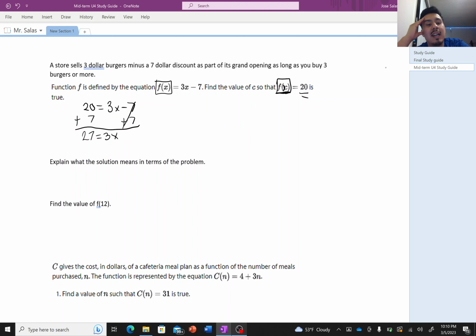So this 3x in reality is telling me 3 times x, right? So if I have 3 times x, I've got to do the opposite of that multiplication. What's the opposite of multiplication? Division. There we go. So I've got to divide by 3 on both sides. Once again, the 3s get canceled out. And I end up with x is equal to, what is 27 divided by 3, class? If you don't know, go ahead, type it into your calculator. 27 divided by 3 is x is equal to 9. So we found what our x value is.